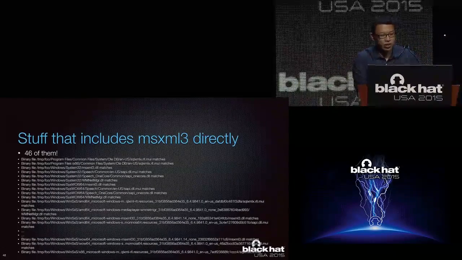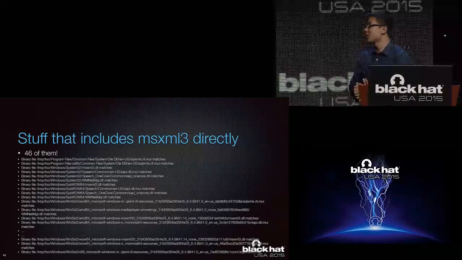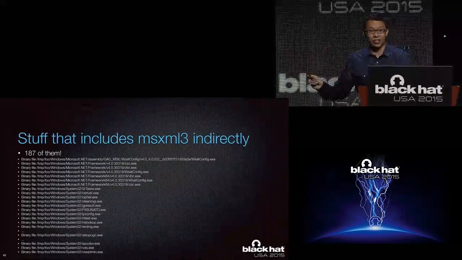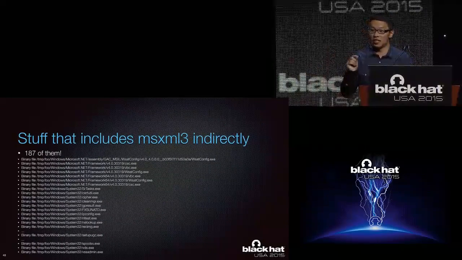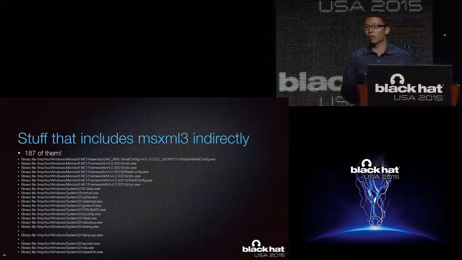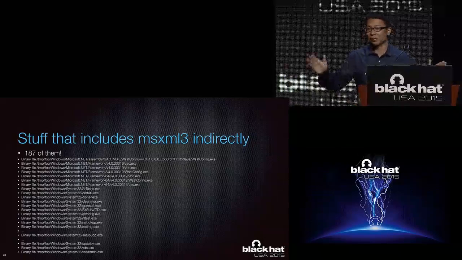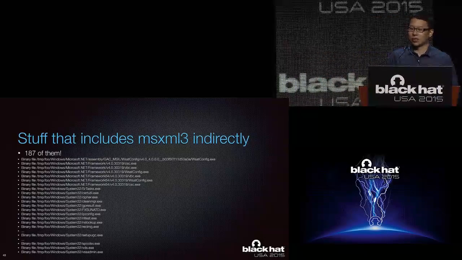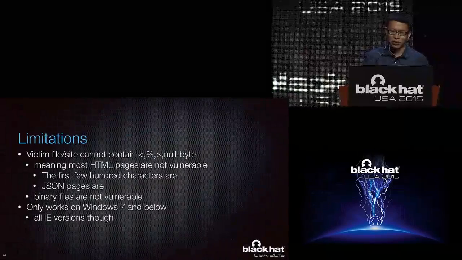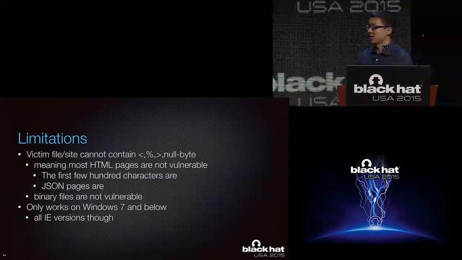If you take a look at what is linked to MSXML 3 directly, we found just 46 binaries, XMLs out of the box, that are linked to MSXML. Those are just linked directly. Indirectly, there are 187 binaries and DLLs that are linked with MSXML 3.0. And those are just the libraries and binaries that are available by default on Windows. God knows how many third-party libraries are linked to MSXML 3.0 that are still vulnerable. So it's a pretty big impact problem. But it's good that Microsoft fixed it and released the patch in April. So there are a few limitations about the attack.